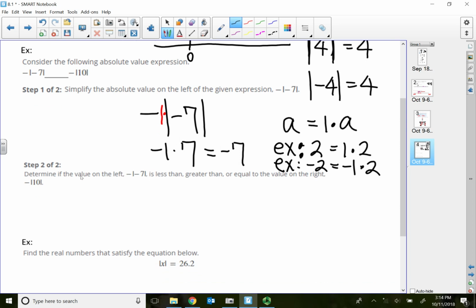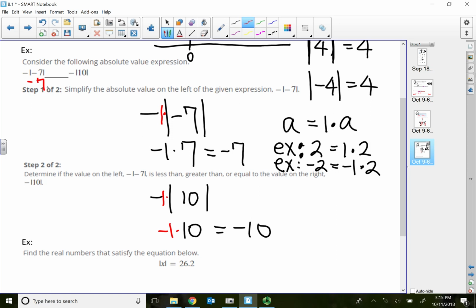So now determine if the value on the left is less than, greater than, or equal to the value on the right. So this negative absolute value of 10, again, this negative means -1 times. Whatever comes out of absolute value is always positive, so the absolute value of 10 is 10. But with the -1 times still in front of it, that will make this expression -1 times 10, which is -10. So the left side turns out to be -7.